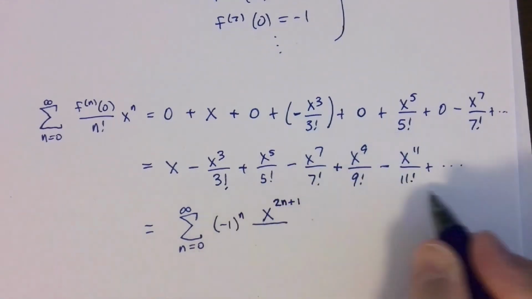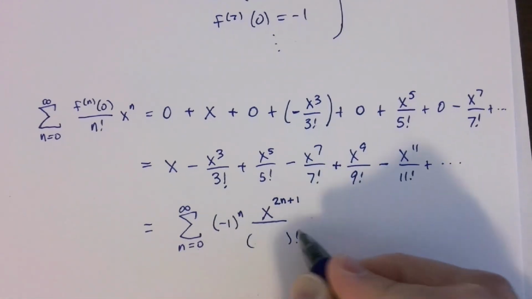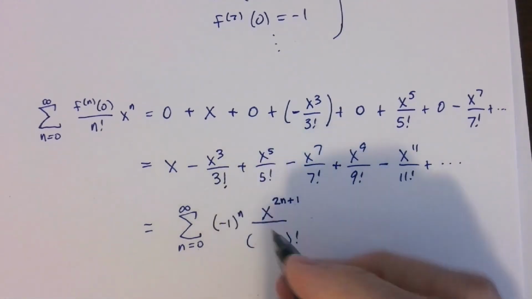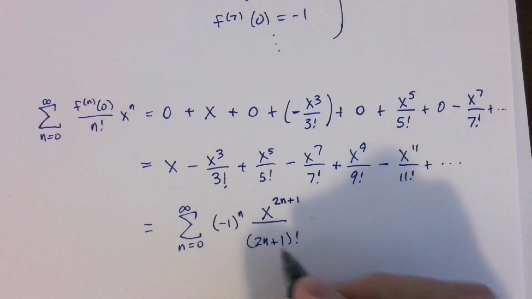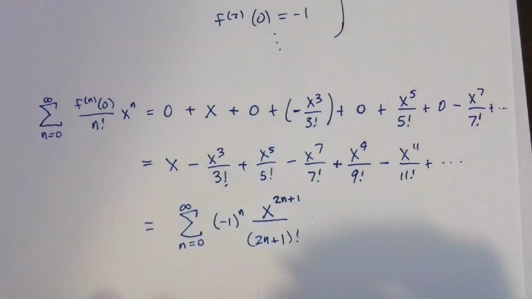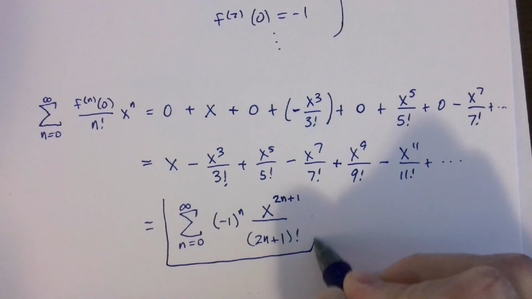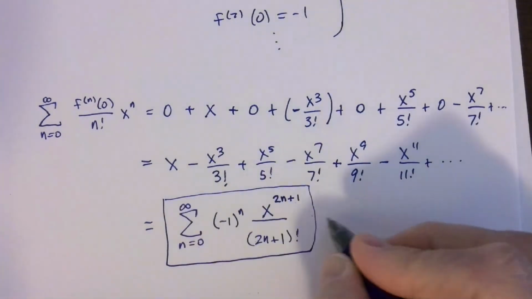Well, what's the bottom going to be? What factorial? What's the odd numbers, right? Odd numbers. So it's what? 2n plus 1 in parentheses factorial. This is the Maclaurin series for sine.